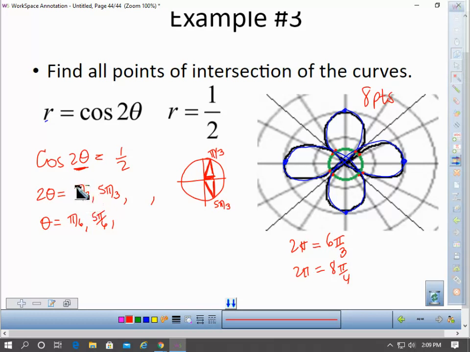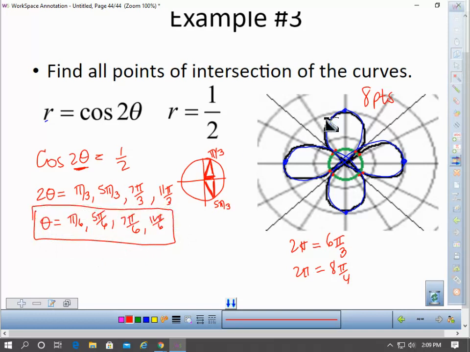So I'm going to add 6 to the top. That'll be 7 pi over 3. Add 6 to the top will be 11 pi over 3. And now to get the answers, divide by 2. So divide by 2 will be 7 pi over 6 and 11 pi over 6. Now, notice I now got, that's 210. So that's one of these points. And this is 11 pi over 6. That's 330. So that's one of these points. Okay? So now I have 4 points.